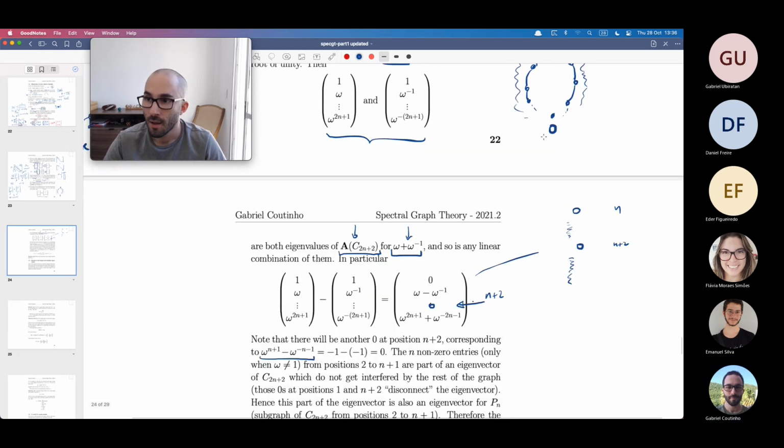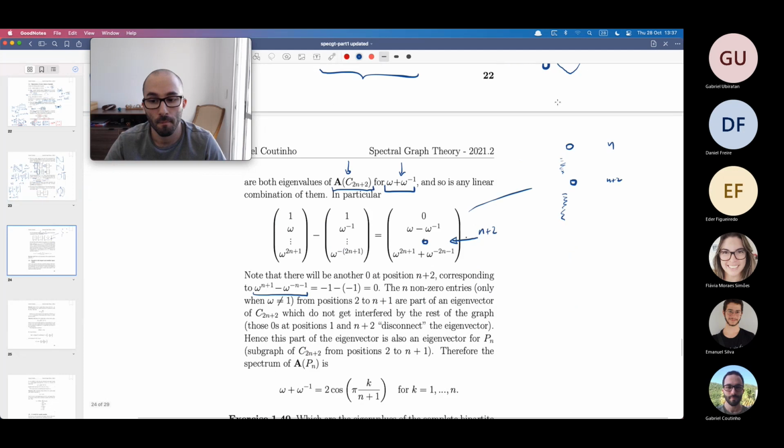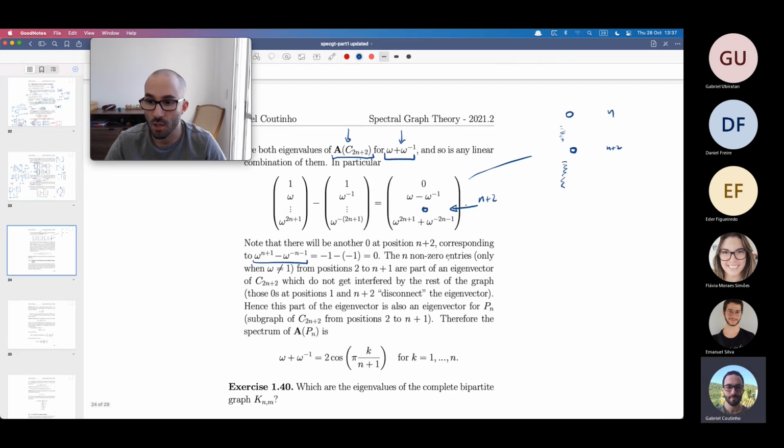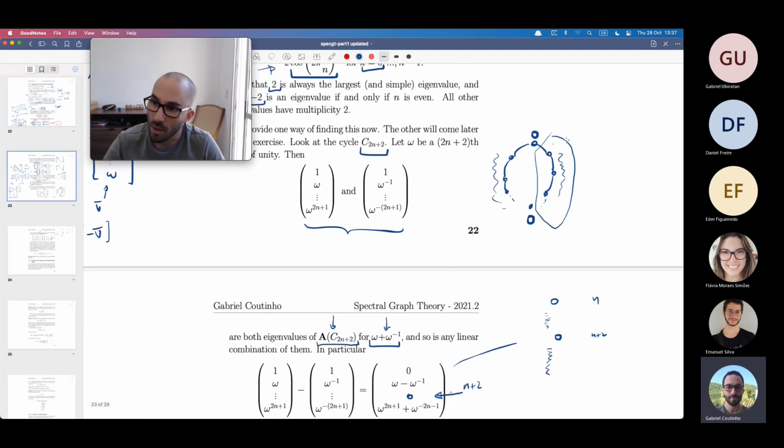Now, it's not difficult for you to see that you can now simply look at the eigenvector eigenvalue equation for this part of the graph. So these n non-zero entries from positions 2 to n plus 1 are part of an eigenvector of this graph, which do not get interfered by the rest of the graph, because those zeros at positions 1 and n plus 2 disconnect the eigenvector. What do I mean by that?